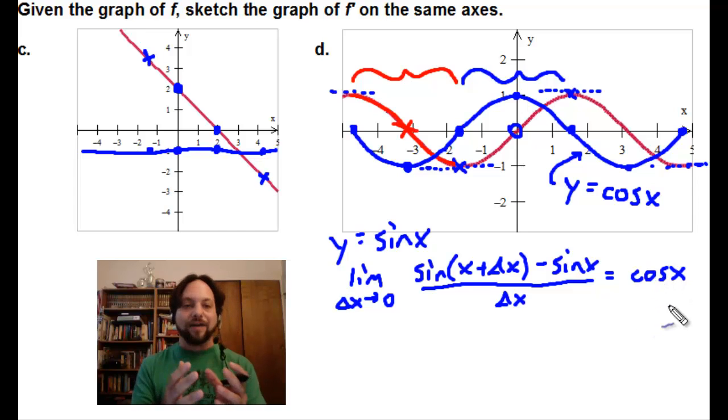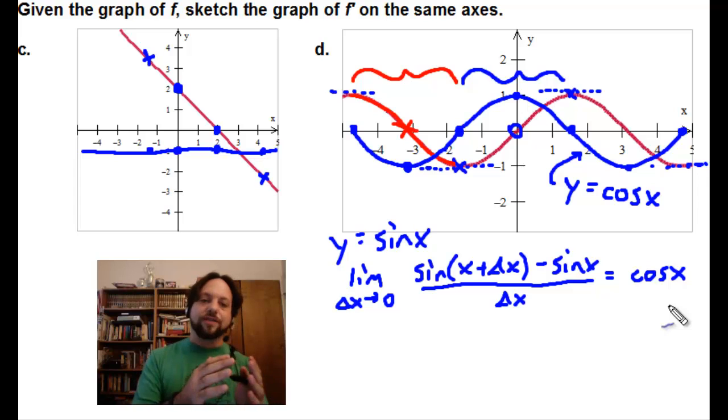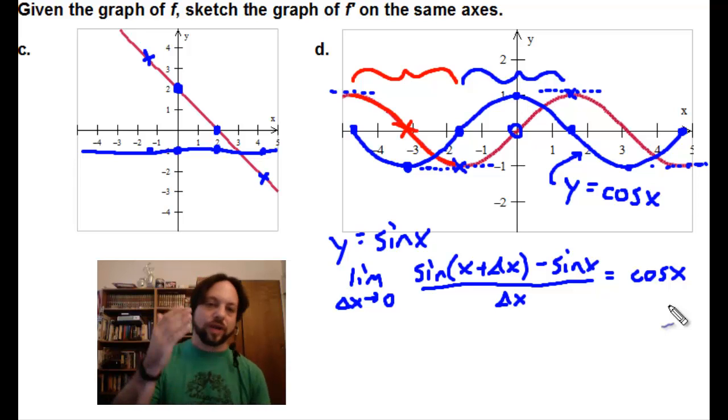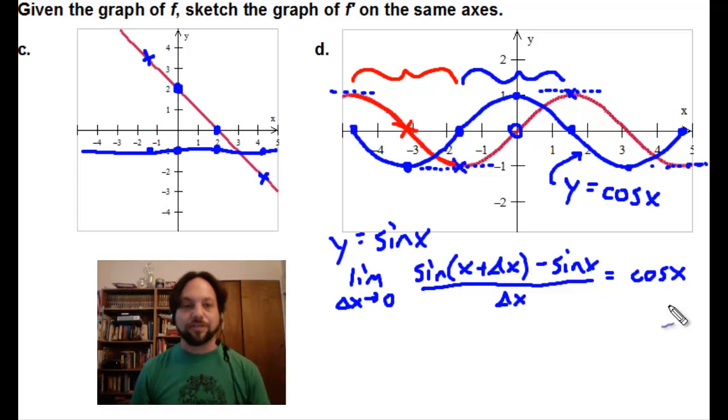So given a graph, if you want to draw a graph of its derivative, start by finding all the places on the original graph that have a derivative of 0. And then just try to figure out what happens in between those 0 points. Is the graph going up? Then the derivative is positive. Is the graph going down? Then the derivative is negative. And you can kind of fill in the blanks from there.